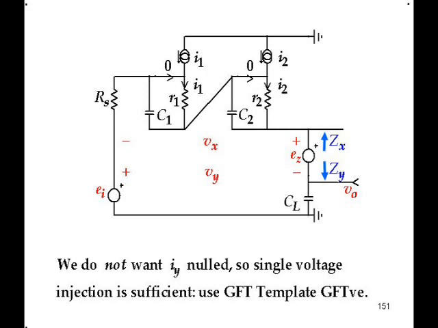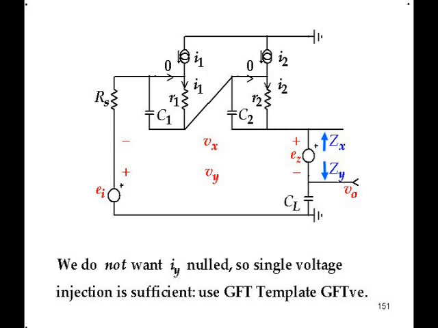IY is the only current that drives the output. If you nulled IY as well, you wouldn't get any output. So we don't want to do coupled injection this time, we want to do single voltage injection, because the only condition we want to get is a null Vy. To find T, we make EI 0 and evaluate Vy over Vx.